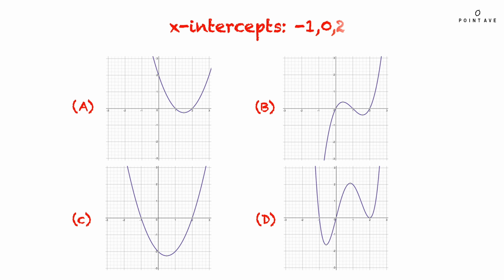In A, we only have x-intercepts 1 and 2, so that's wrong. In B, the x-intercepts are 0, 1, and 2, which is also wrong. In C, it's -1 and 2, again not matching what we just found from our function. And then lastly, looking at D, we have the correct intercepts, -1, 0, and 2, as we were looking for. So without knowing anything else about the graph besides its intercepts, we know it has to be the right answer.